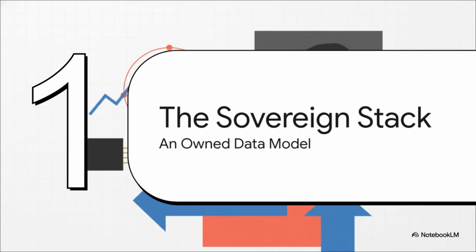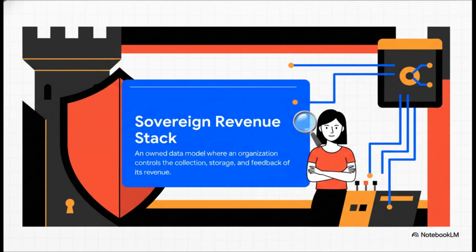The answer, as you might have guessed, is not a better dashboard. It's a completely different way of thinking. It's a whole new architecture, and it's called the Sovereign Revenue Stack. Okay, let's define this. A Sovereign Revenue Stack is an owned data model. The key words here are owned and control. Think about it like this. For years, we've been renting our data insights from ad platforms. This is about building your own system. It's about taking back control and using your own first-party data, the real truth, to drive your decisions.